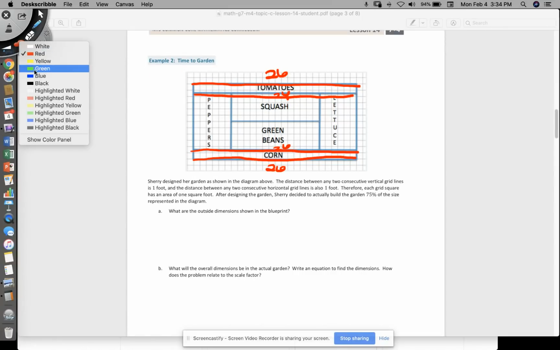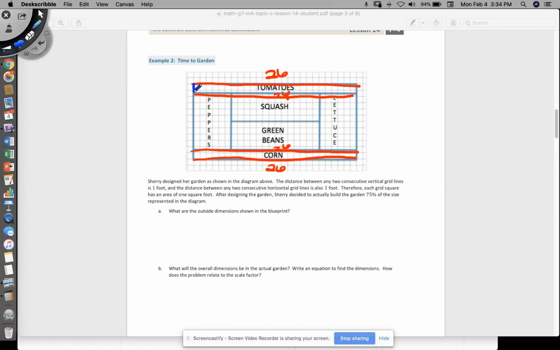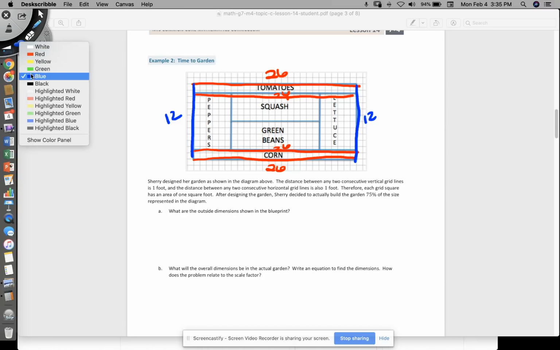All right, I have another color here. My sides going down, we found that to be 12, and I have 2 of those. Only 2 of those because those other ones aren't the full length. All right, now we get to find what those ones are. I'm going to get some more colors here.